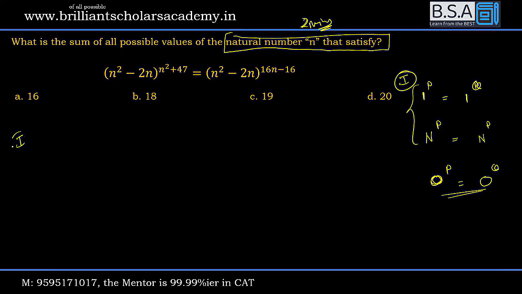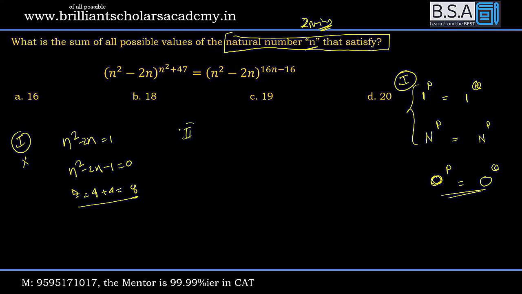The first possibility is n square minus 2n is equal to 1. n square minus 2n minus 1 is equal to 0. So look at the delta first. Delta is 4 plus 4, delta is 8. Because delta is 8, the root will never be a natural number. I'm looking for natural values. Delta should be a square. This cannot give me a natural number.